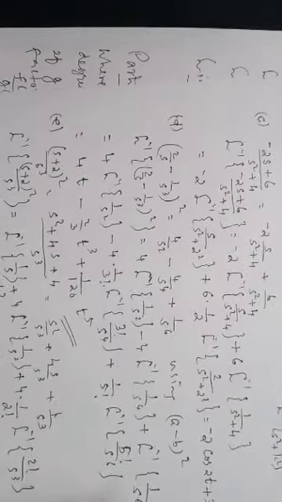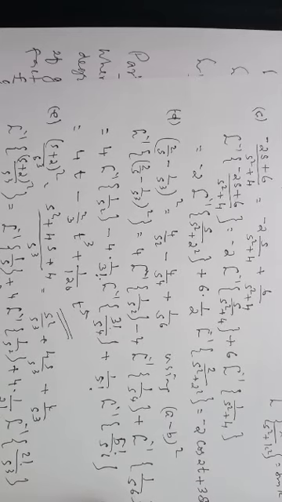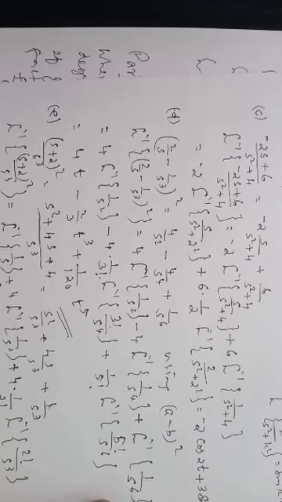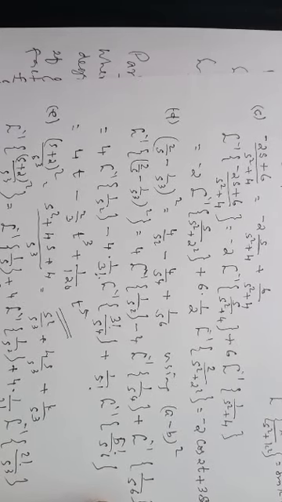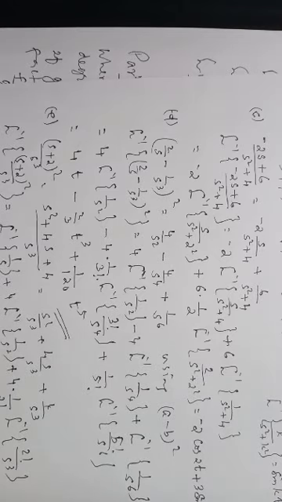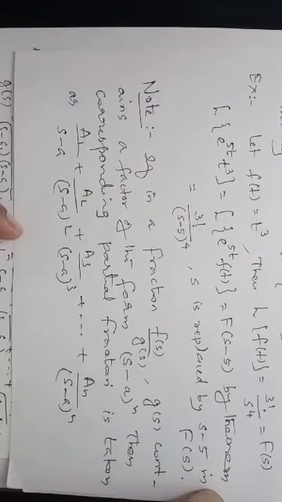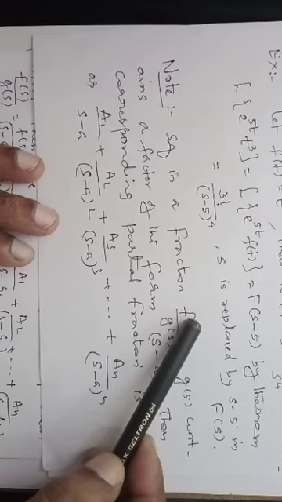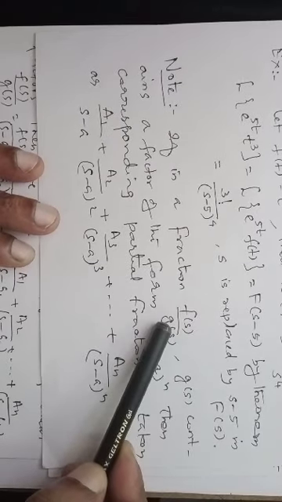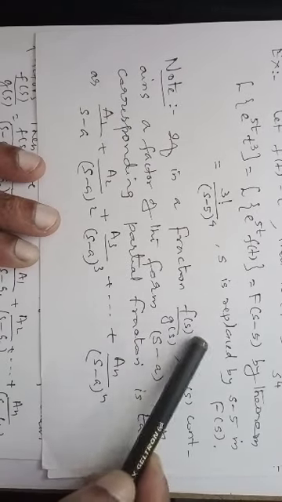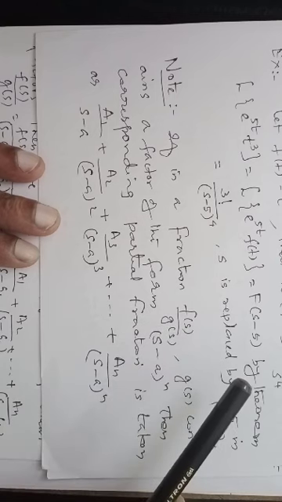But in some other problems, we may have a given fraction. What is a fraction? A fraction is of the form f of s by g of s. The numerator is a function of s divided by the denominator function. These are polynomials. Numerator and denominator are polynomials.